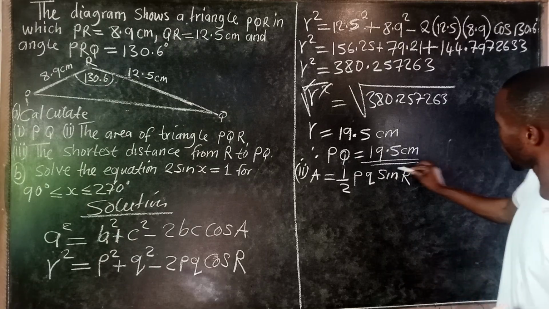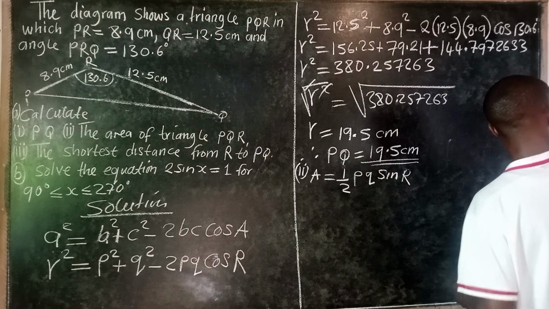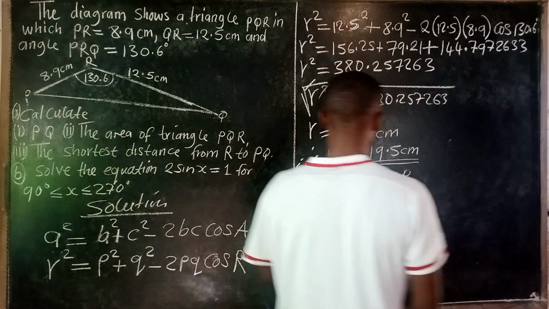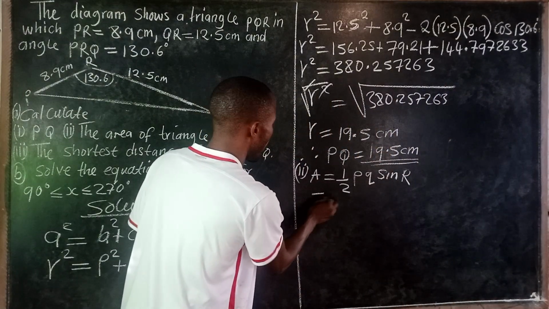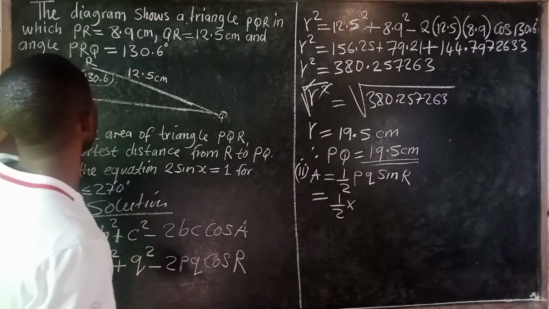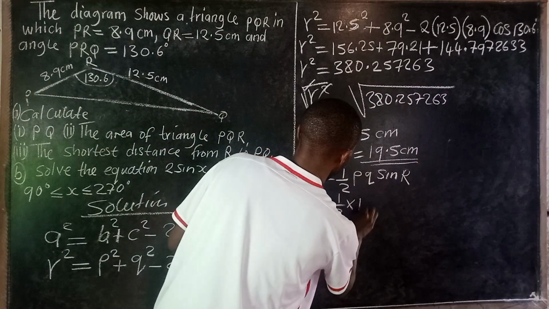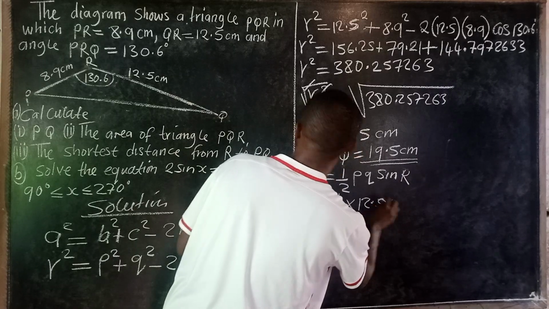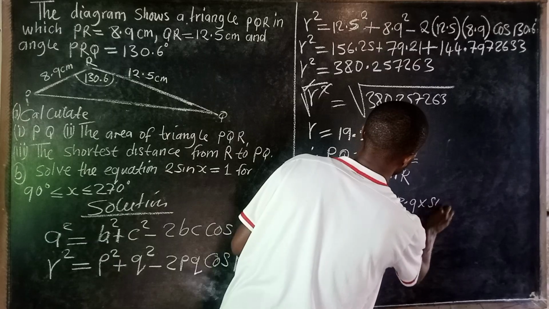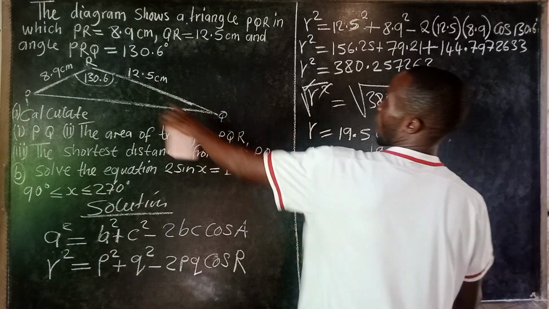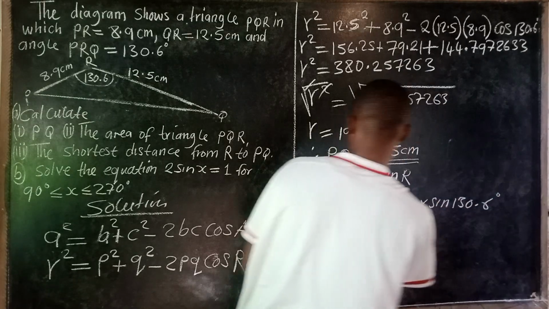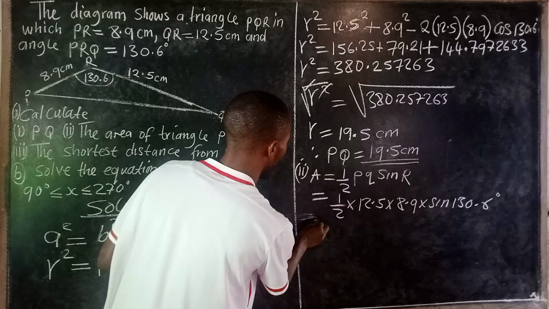Okay. So now here, what you are going to do is that we are now going to substitute according to the values that we have. So area is 1/2 times, what is P? P is 12.5, then times Q is 8.9, then times sin R, we are given as 130.6 degrees. So whatever we are going to get here now, that will be our area.